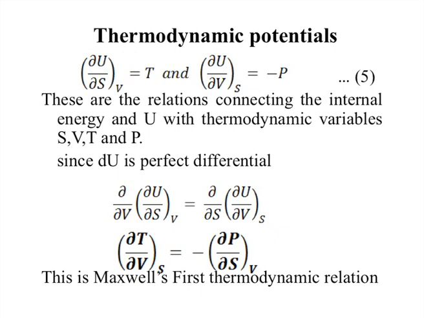Since du is a perfect differential, taking the partial differentiation, ∂/∂V of (∂U/∂S) at constant V equals ∂/∂S of (∂U/∂V) at constant entropy. We get (∂T/∂V) at constant entropy equals -(∂P/∂S) at constant volume. This is Maxwell's first thermodynamic relation.